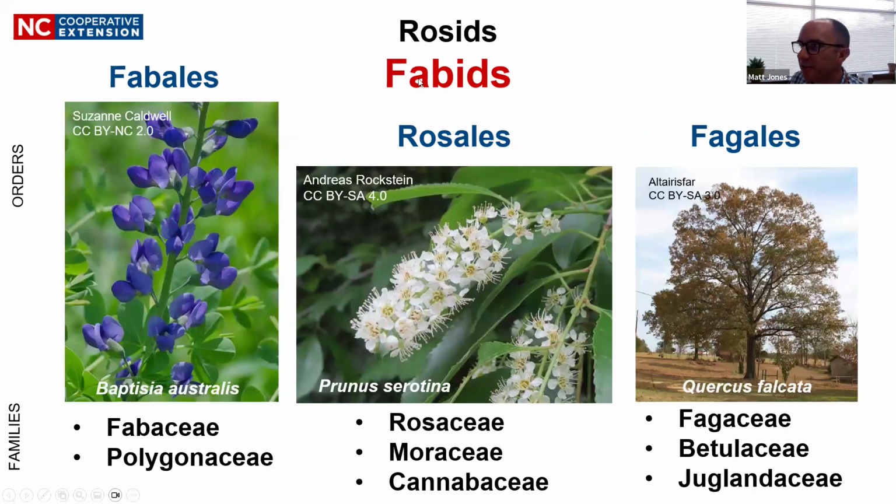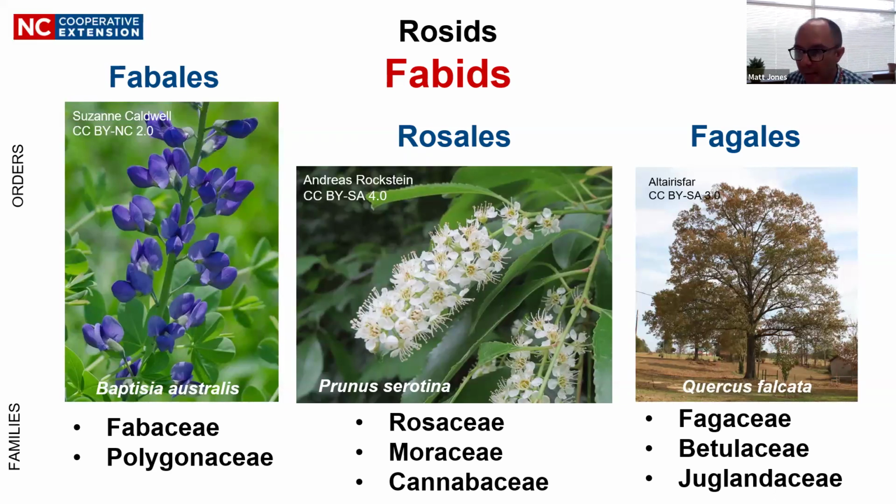So within the fabids, within the rosids, is an order called the Fabales. And those include major families like the Fabaceae, which is the legume family, like 19,000 species, 700 plus genera, from herbs to shrubs to trees to woody vines. Many of them, but not all of them, can fix nitrogen. Many food crops come from these. So soybean, peas, beans, all of those are in this family, but it also includes things like Baptisia here, a gorgeous native herbaceous perennial, and redbuds are in this group too.